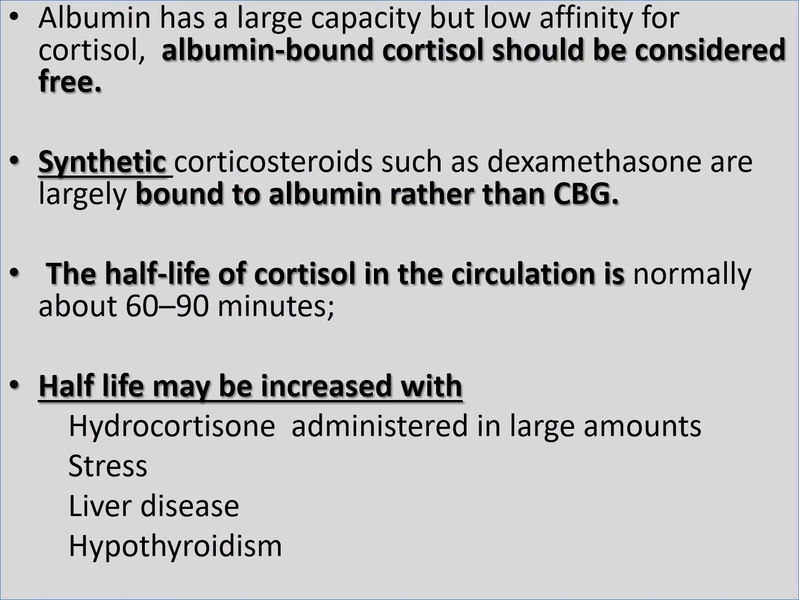So, albumin has a large capacity but low affinity for cortisol. Albumin-bound cortisol should be considered free. So, apart from the CBG, cortisol also binds with the albumin but in a very low amount. Synthetic corticosteroids are, as you all know, dexamethasone. They are largely bound to albumin rather than CBG. So here you read the one difference between synthetic and natural. Natural cortisol binds with CBG. Synthetic cortisol binds with albumin.